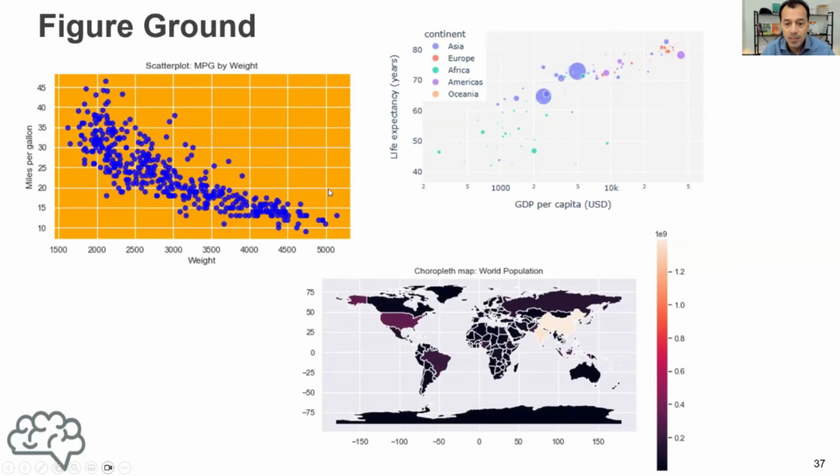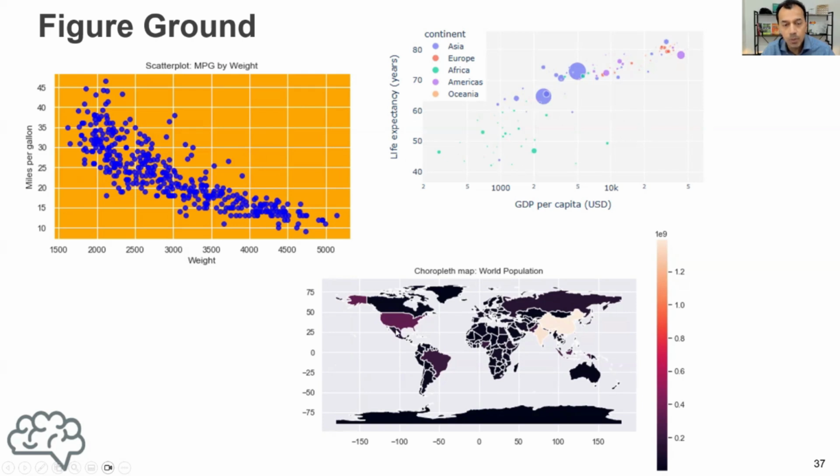Figure ground is the Gestalt principle that allows us to differentiate between the background and the foreground. For example, here we have the impression that the blue dots are floating on the top of the orange background. And this is called the principle of figure ground, and the colors that were chosen. The same thing can be observed here, but with a smaller contrast, because the gray background doesn't allow us to have such a big contrast as we have when we combine the orange and the blue.